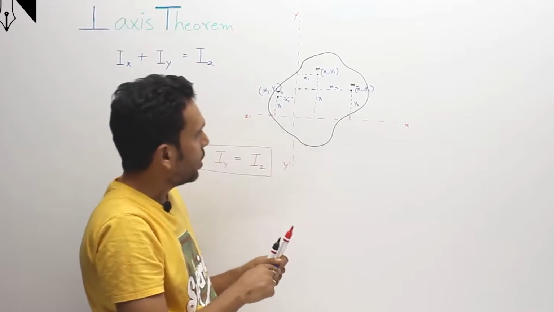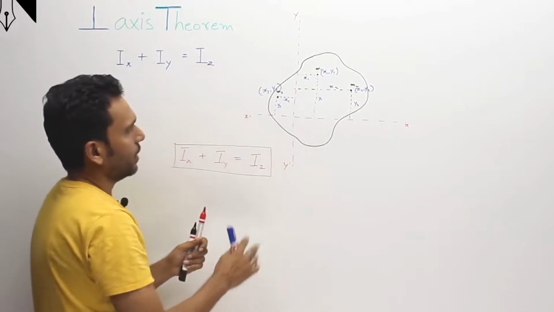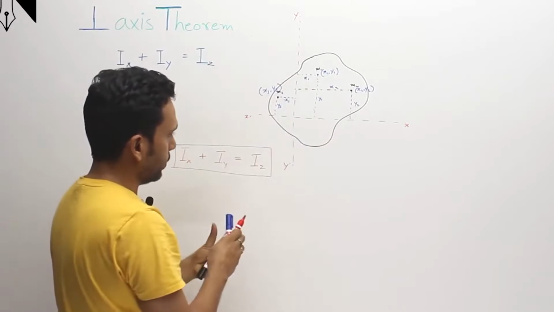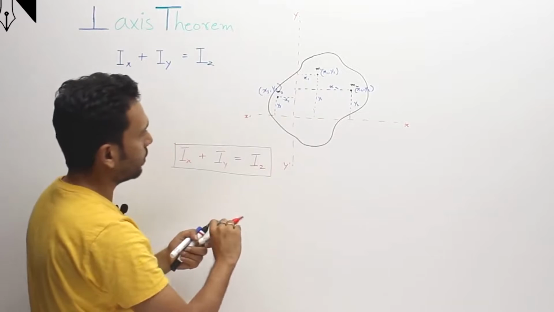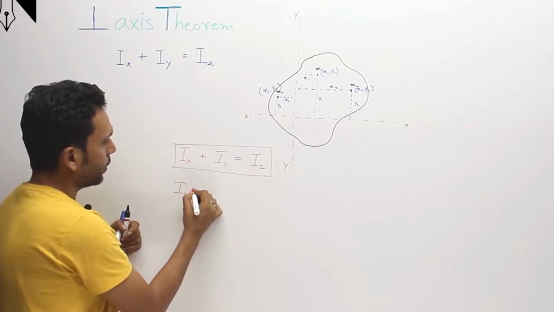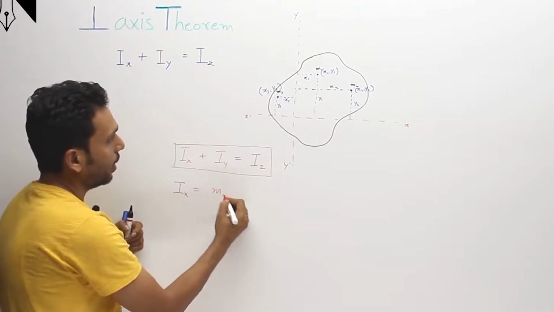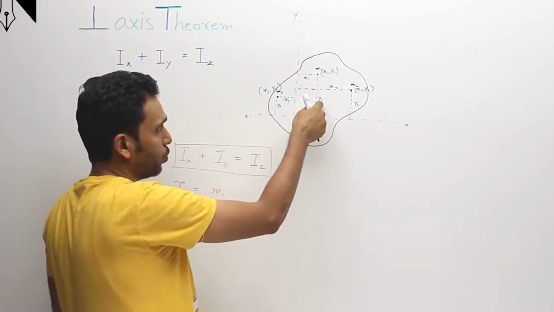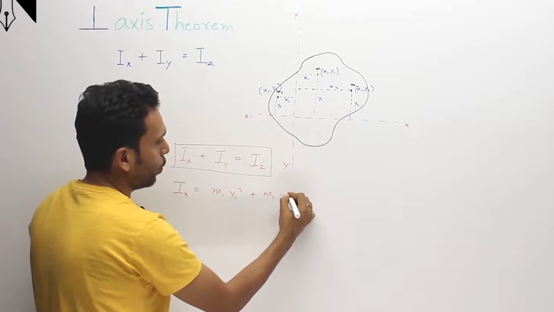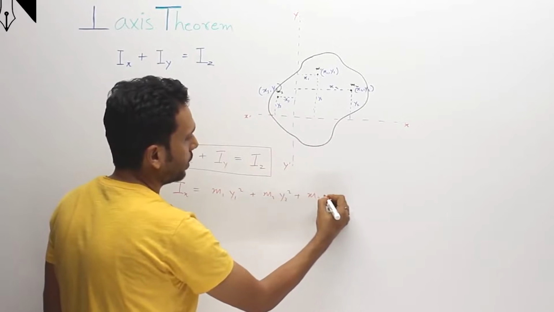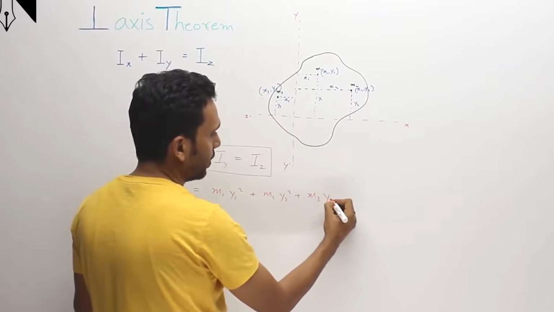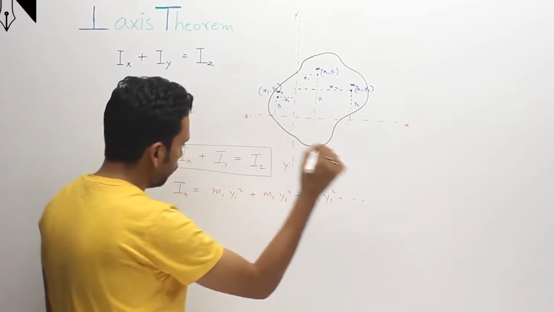Now suppose I ask you what is the moment of inertia of the body about the x-axis. So what would you write? I'll write that over here. Ix, what would that be? m1, then the distance from the x-axis, which is y1. So m1 y1 square plus m2 y2 square plus m3, y3 is the distance from the x-axis, so m3 y3 square, and so on for all the masses.